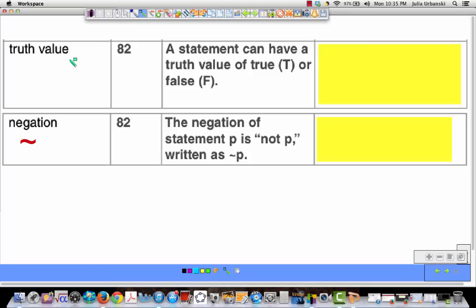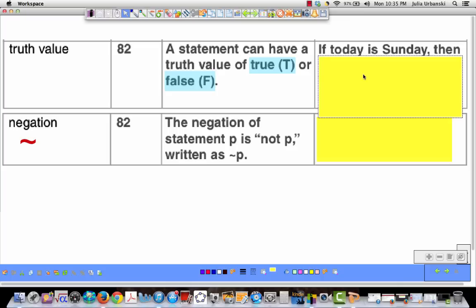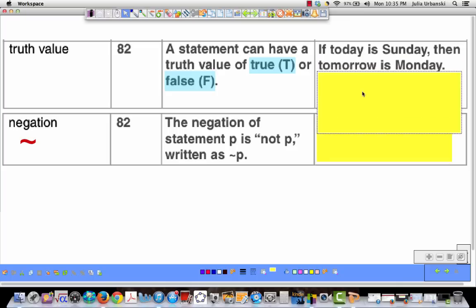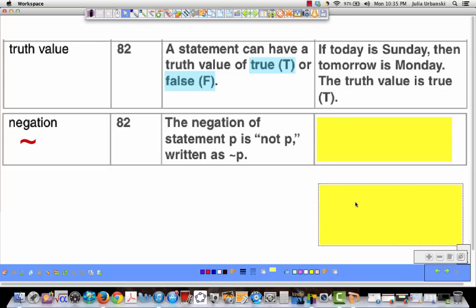So for truth value, all it says is that any statement can have a truth value. It can either be considered true or it can be considered false, which we've talked about somewhat before. Look at this statement right here. If today is Sunday, then tomorrow is Monday. And that's always true. You're never going to be in a Sunday where tomorrow could be anything other than Monday. Tomorrow will always be Monday whenever it's Sunday. So this truth value is considered true.